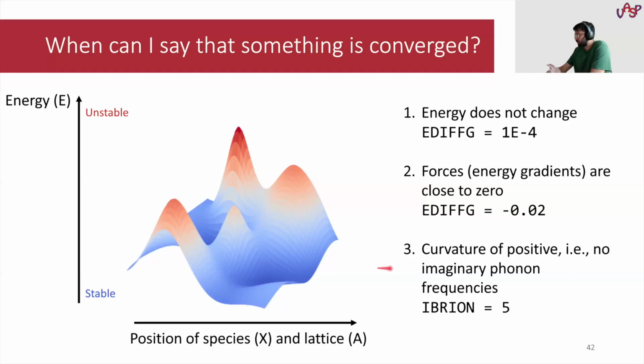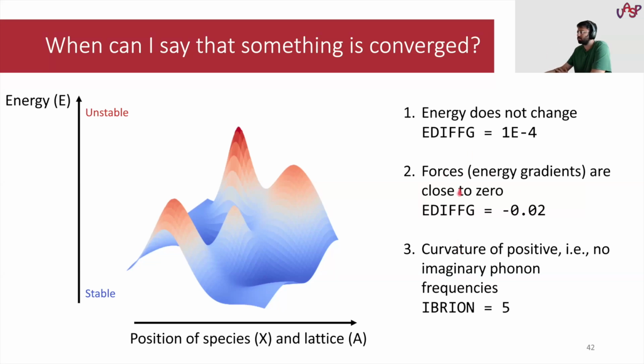The more rigorous test, if you're really looking for something very stable, is to check if the curvature of the system is positive. So you would have to do what's called an IBRION equal to 5 calculation to compute these phonon frequencies and check whether none of them are imaginary. These are the 3 different criteria essentially to check whether something is converged.